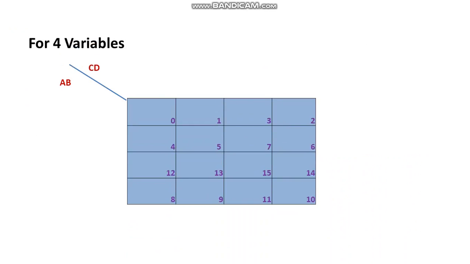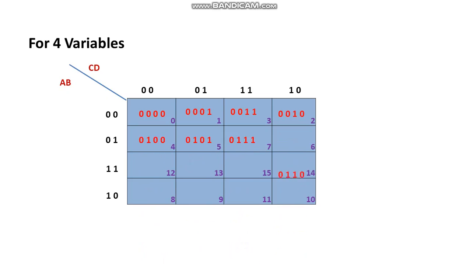Similarly, we will have a four variable K-map with 16 cells. Two variables means four columns and four rows. We number it the same way: for each cell, check all the input variables, then get the decimal value, and that will be your cell number. So we get numbers like 0, 1, 3, 2, 4, 5, 7, 6, 12, 13, 15, 14, 8, 9, 11, 10.